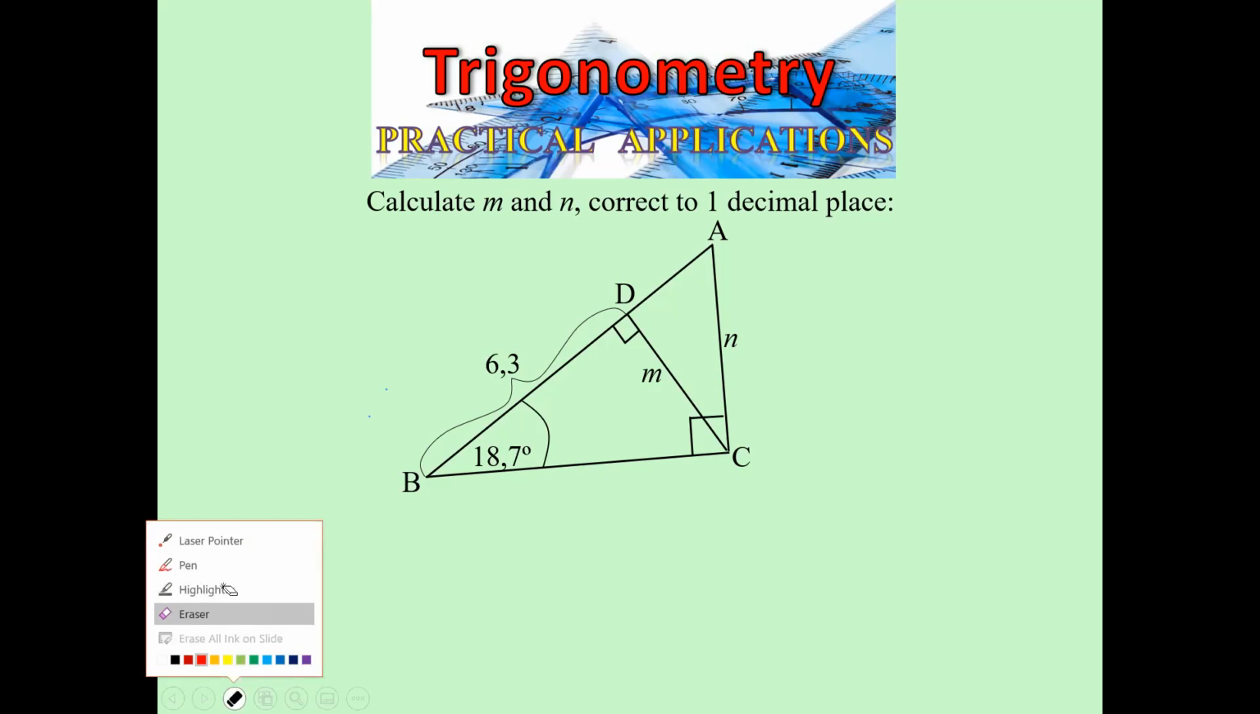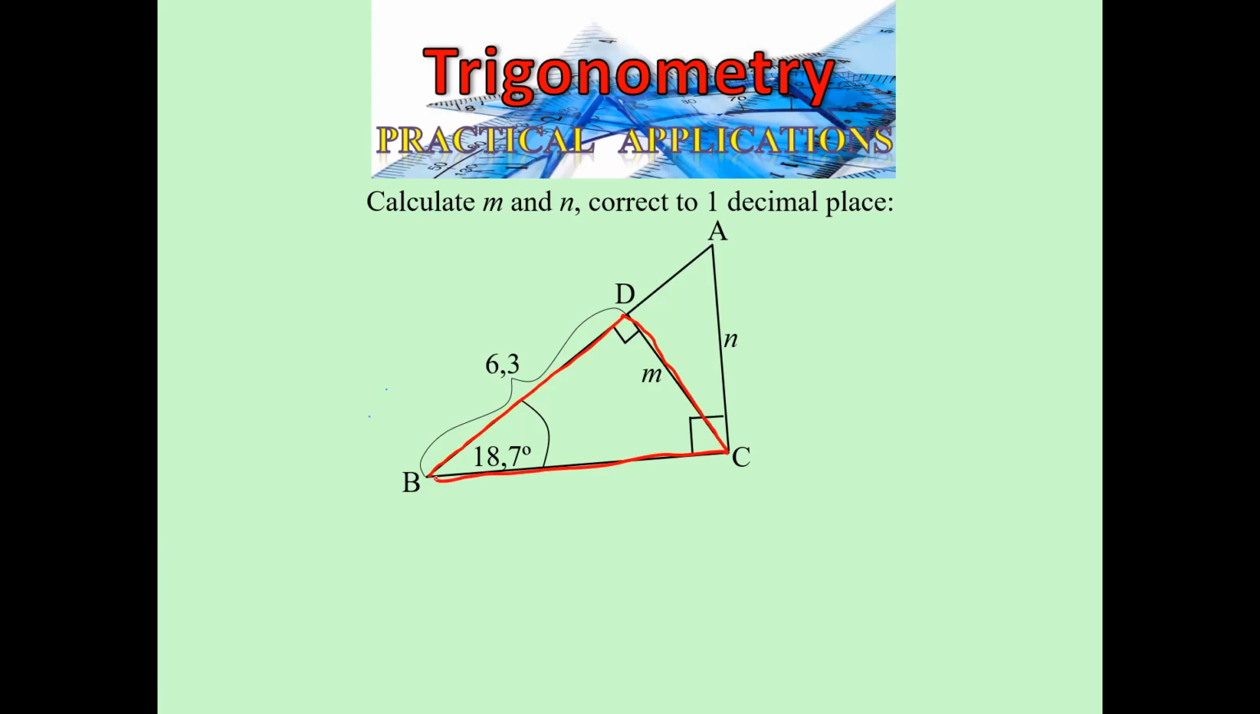Now, the question here is to calculate M. Now remember, we can only use SOHCAHTOA, in other words sine, cos, and tan, in a right angle triangle. If it's not a right angle triangle, we can't use our SOHCAHTOA. So if I look at this diagram, the question is to find M. So what I'm going to do here now is highlight the triangle that has M in it, a right angle triangle. And if I highlight that red triangle, remember my focus is to find M. There is my right angle.